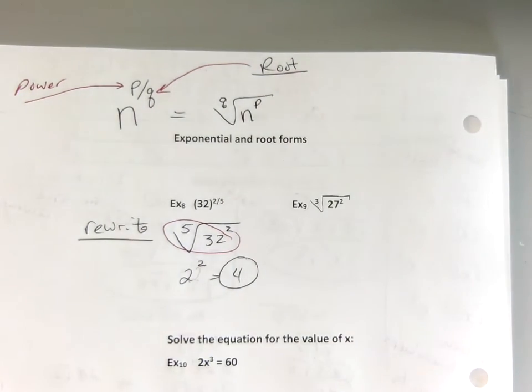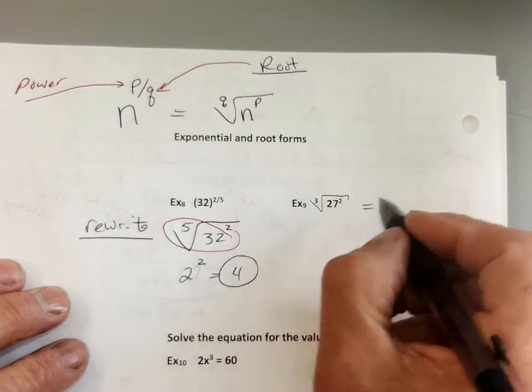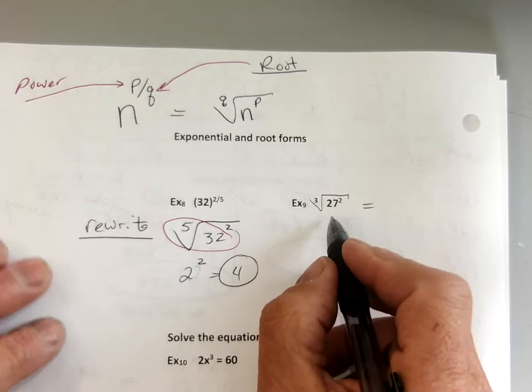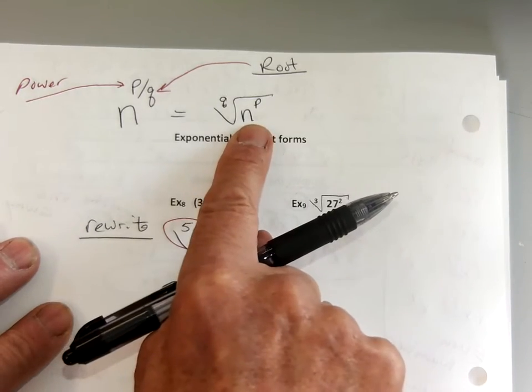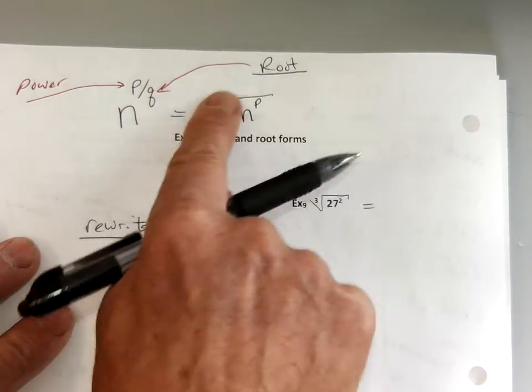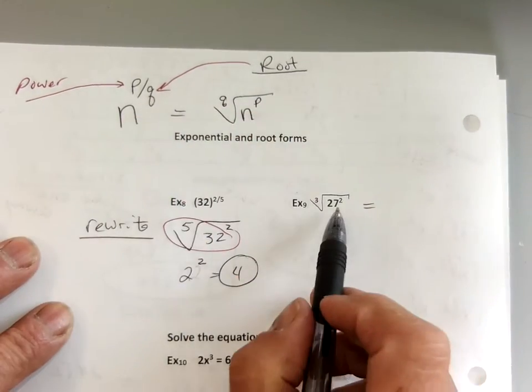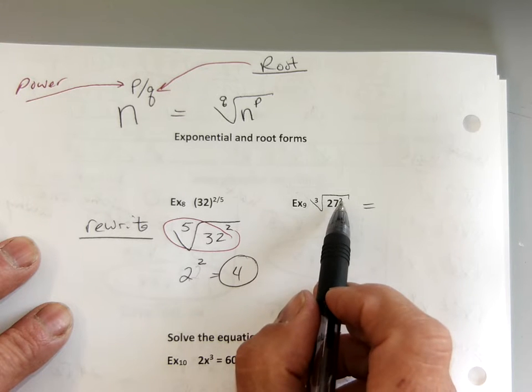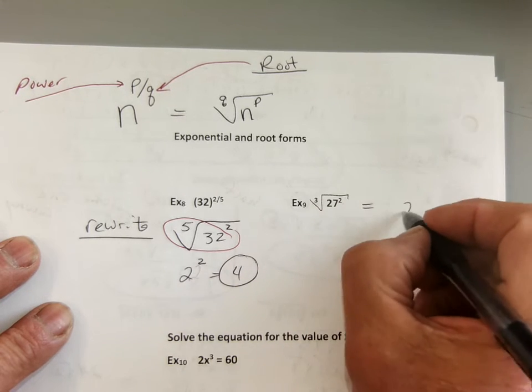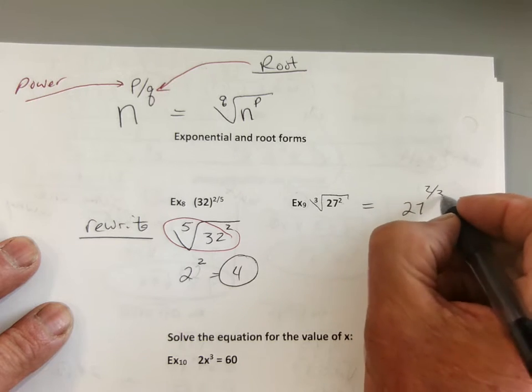All right, let's look at example 9. Can we rewrite it from root form to exponential form? Sure. So let's go the other way, from root to exponential. We're going to go this form to this form. So we know that that's my power, and as a fraction, it'd be 2/3. So we're going to have 27 to the 2/3.